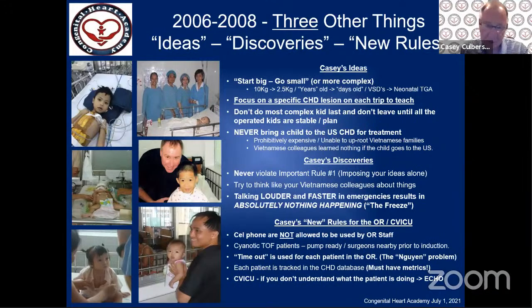Some new rules: my Vietnamese colleagues are just married to their cell phones, and we had to get them off their cell phones in the operating room. That took a little work. Cyanotic patients, especially TETs, we had to have the pump ready and surgeons nearby prior to induction. We instituted the timeout for each patient in the OR. As many of you know, half the country is named Win, so we needed to make sure we had the right Win on the table. We needed to have metrics, so we instituted a database. And in the CVICU, which was, again, an interesting foreign concept to them, if you didn't understand what was going on, you did an echo.